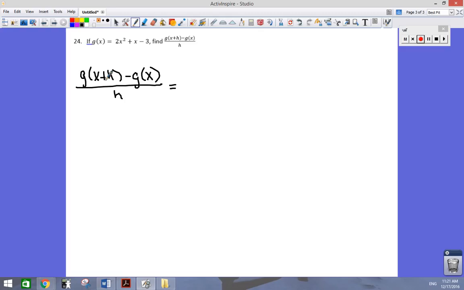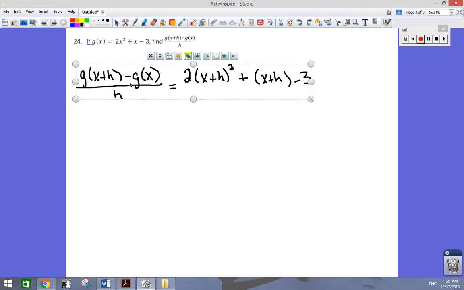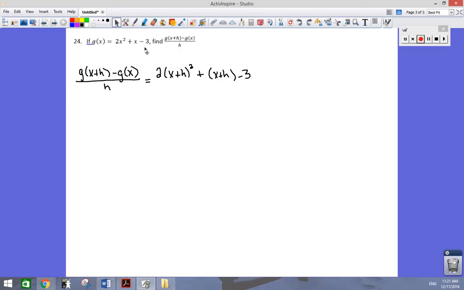So to evaluate this function at x plus h, everywhere we see an x, we replace it with x plus h. So we've got 2 times the quantity x plus h squared plus x plus h minus 3. That's the first term. Now we subtract g of x. Well, they give us the equation for g of x, and to subtract it, we need to put it in parentheses because we're subtracting all of it, not just part of it, not just our favorite term or the first term.